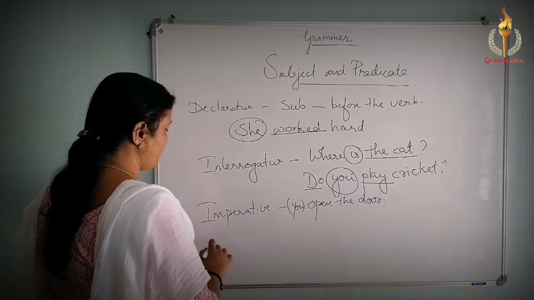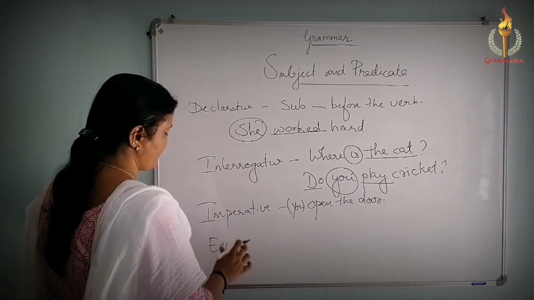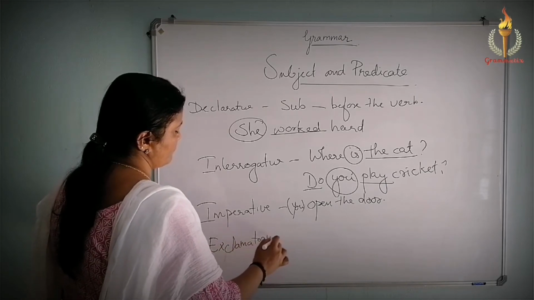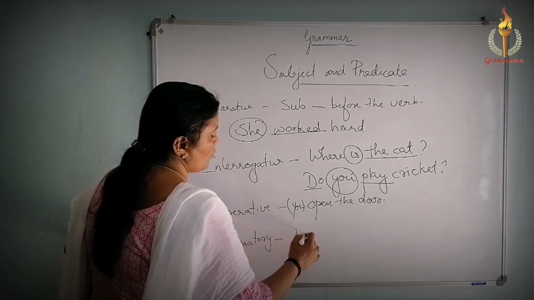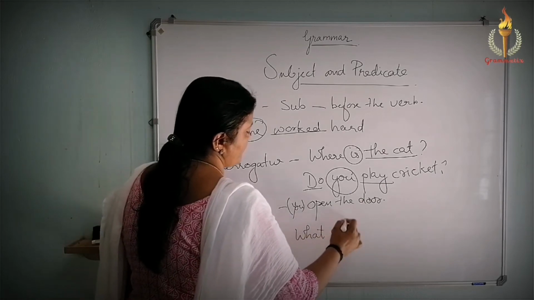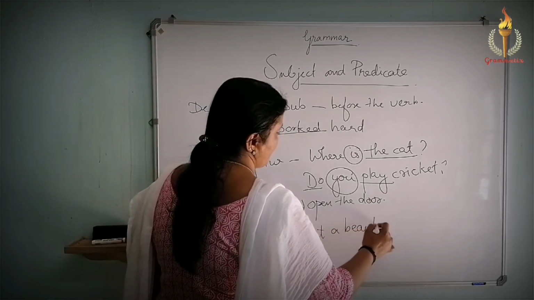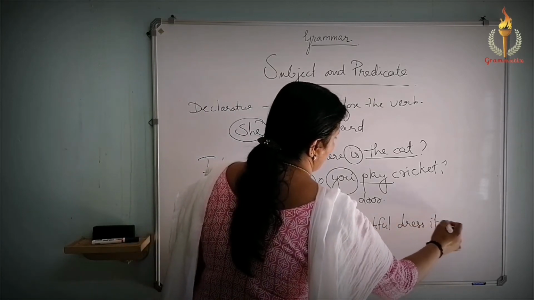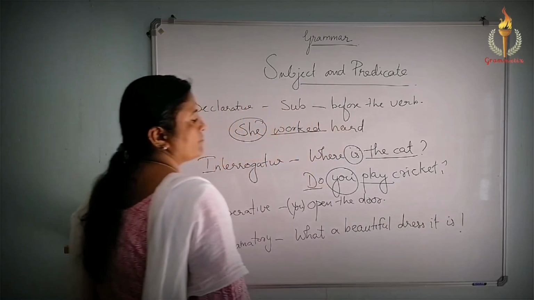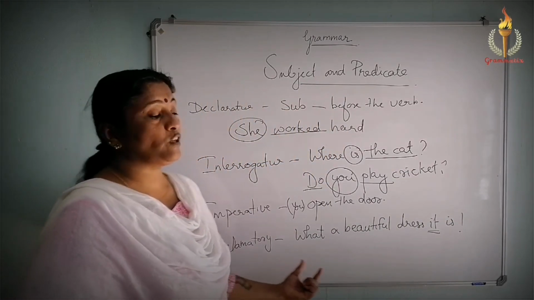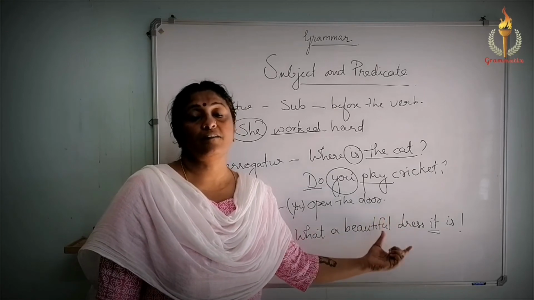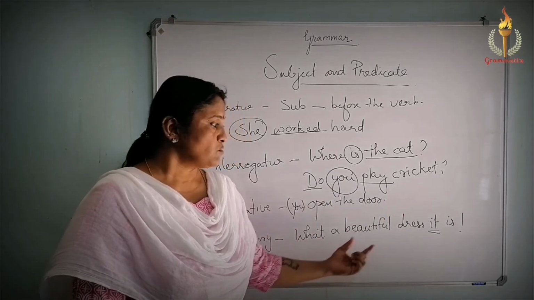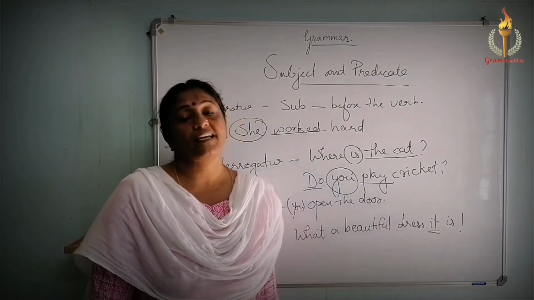And in the last, exclamatory. What a beautiful dress it is. So in an exclamatory sentence, what a beautiful dress it is, the subject lies before the verb. So here it is the subject, it lies before the verb.